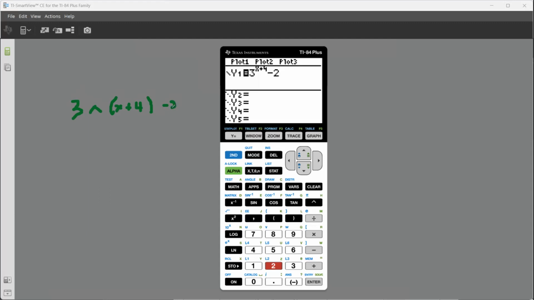Now I'm going to go ahead and graph this and see what happens. If I graph in a standard window, let me see what happens with this. Okay, so that's my graph. This is my graph. I wanted to specifically show you on the calculator because that's what you're using here.